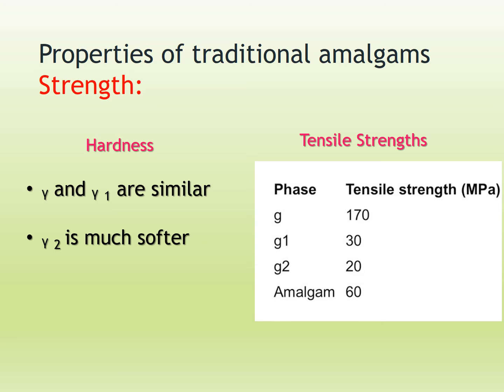So gamma and gamma 1 have similar hardness. Gamma 2 is much softer. And for the tensile strength, gamma has the highest tensile strength, which is 170. Gamma 1, 30, gamma 2, 20, and amalgam 60.